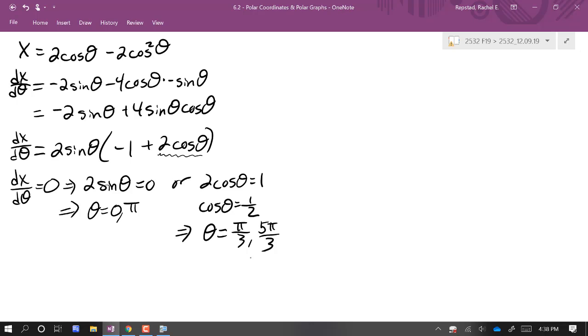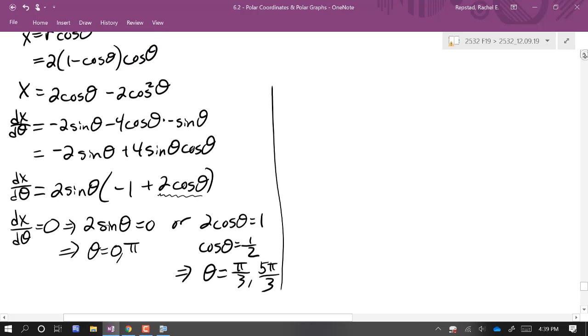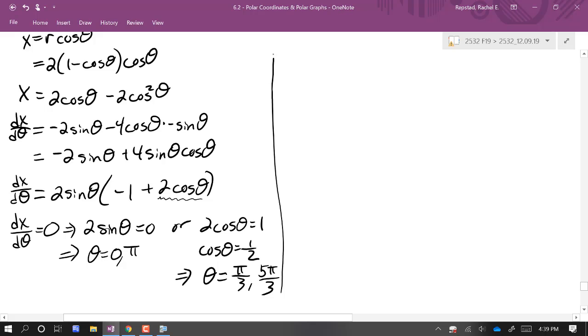So those are potential places where we'll get a vertical tangent. I'm not going to declare them all vertical tangents right now because I need to check that we haven't doubled up any of those values when we solve for dy d theta equal to 0. So let's go and do that. Are there questions on what we've done so far?